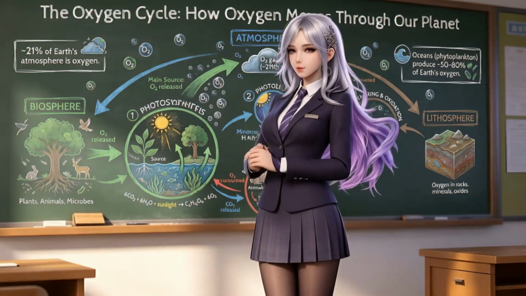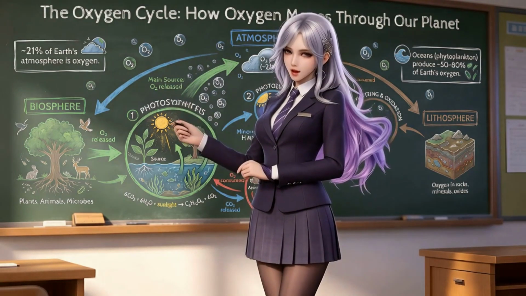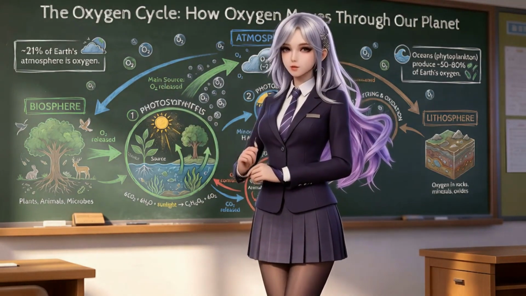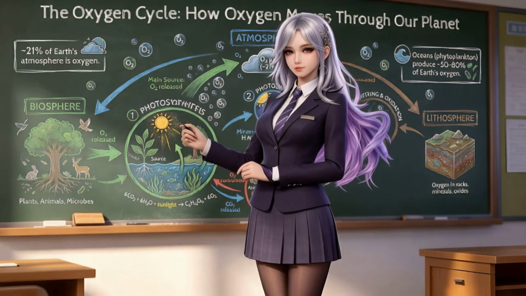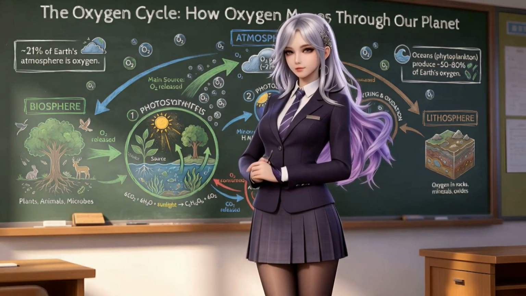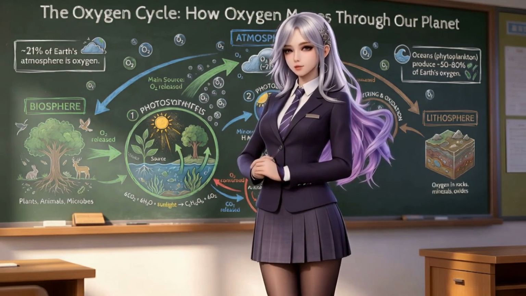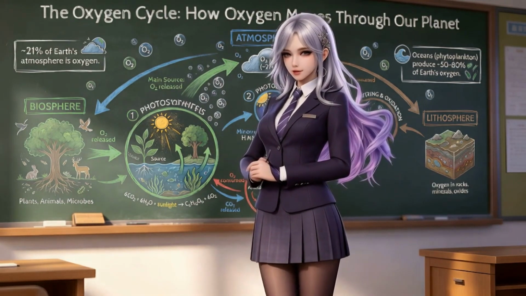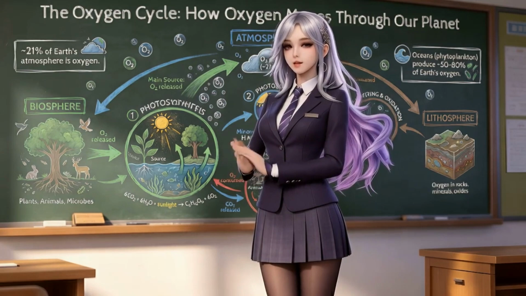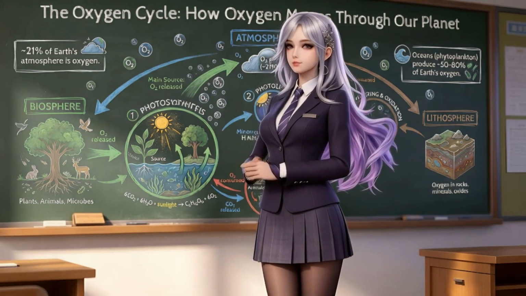To summarize the important points shown in the infographic, the atmosphere contains about 21% oxygen. The oceans are the biggest oxygen factory on Earth. The oxygen cycle is beautifully balanced between photosynthesis and respiration. Maintaining healthy forests and oceans is crucial for keeping this cycle stable.